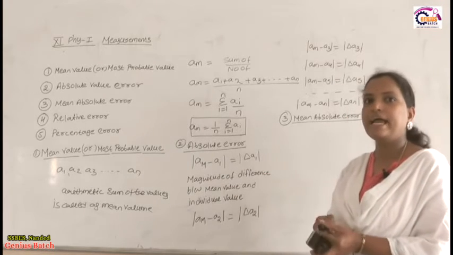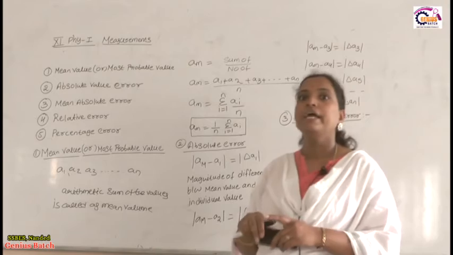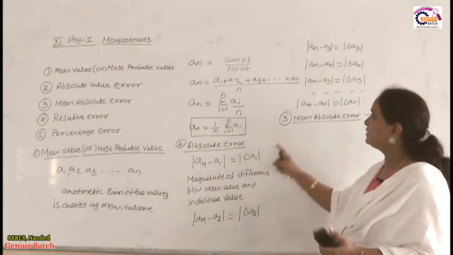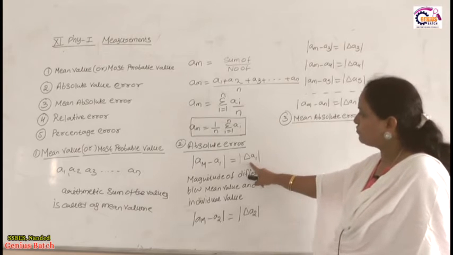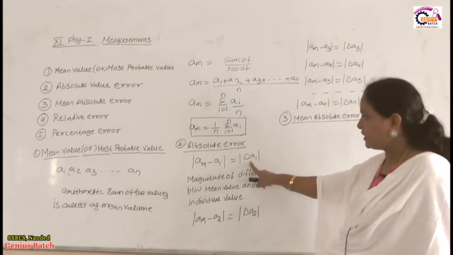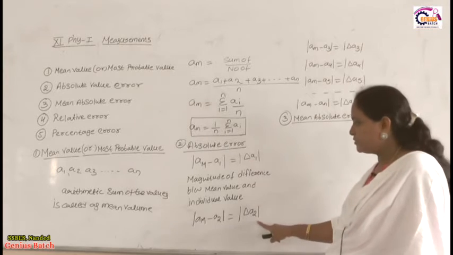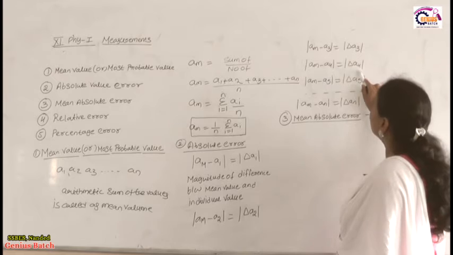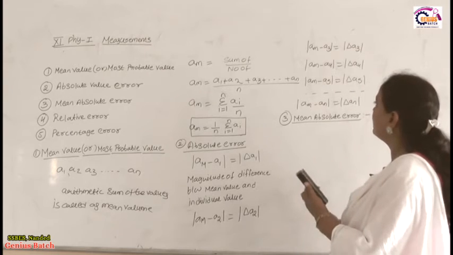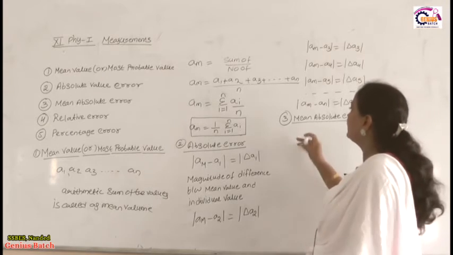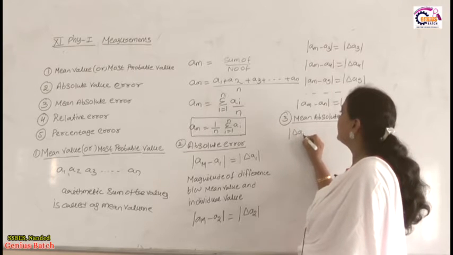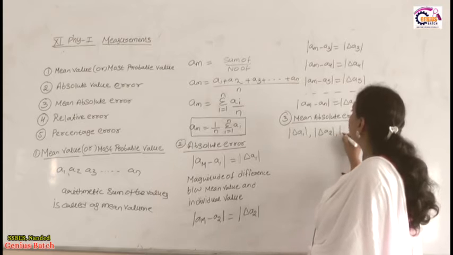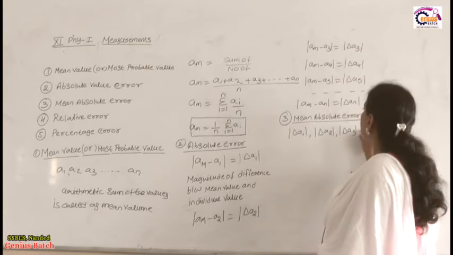Already we have found average or arithmetic mean in 10th class. Mean absolute error is the average of the absolute errors: this is the absolute error of the first individual value, this of the second, the third, the fourth, and this of the nth individual value. First absolute error is delta A1, second is delta A2, third is delta A3, and so on.